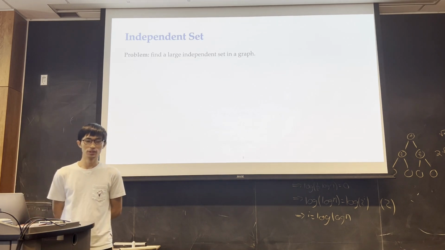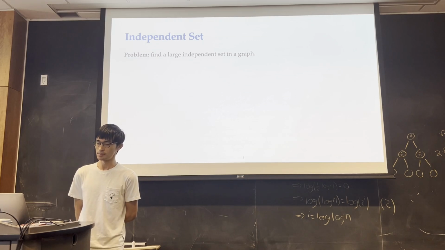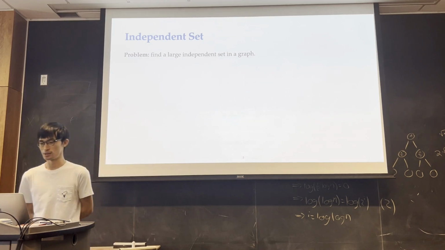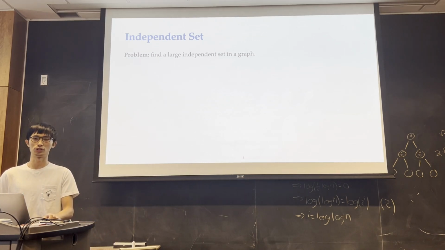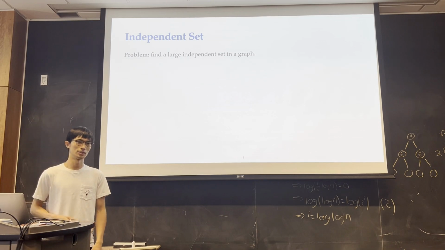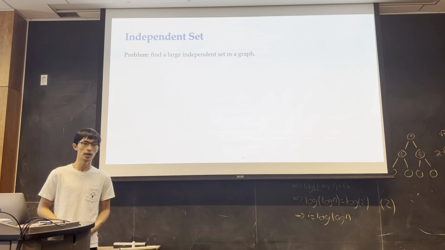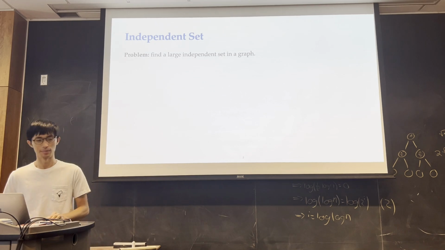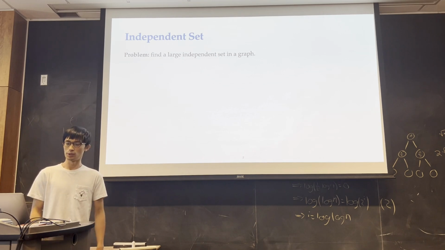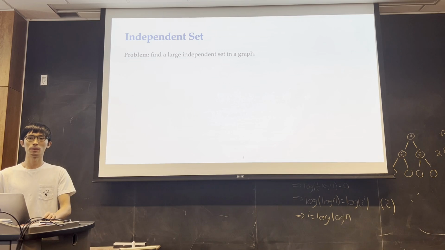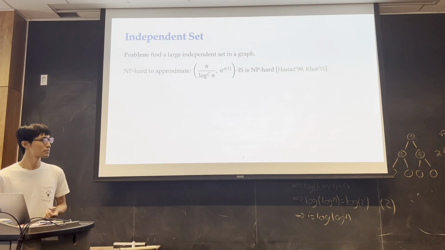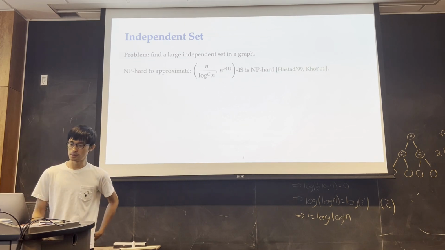So the problem today we'll be looking at is finding a large independent set in a graph. This is probably one of the most fundamental questions in computer science. First of all, we know that it's NP hard to find the maximum independent set in a graph. But we actually know something much stronger. We know that the independent set problem is NP hard to approximate. So this is a precise statement.